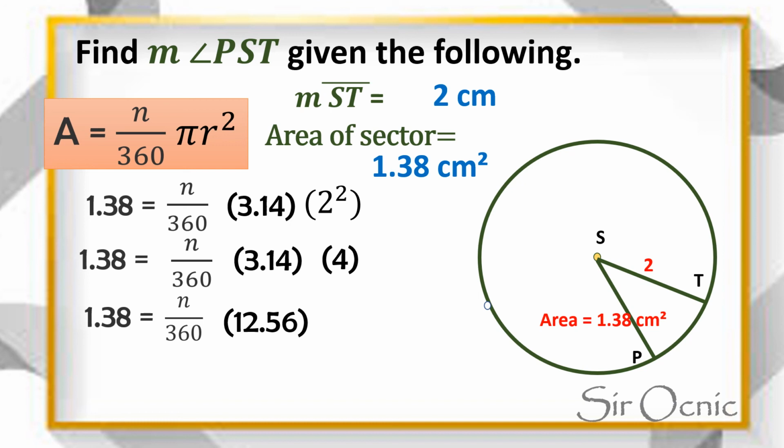Dividing both sides by 12.56, you will arrive at n over 360 equals 0.11. To eliminate the denominator, multiply the whole equation by 360. That means that the value of n, or the measure of the central angle, is equal to 40 degrees.